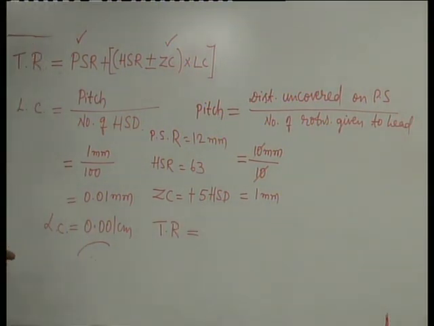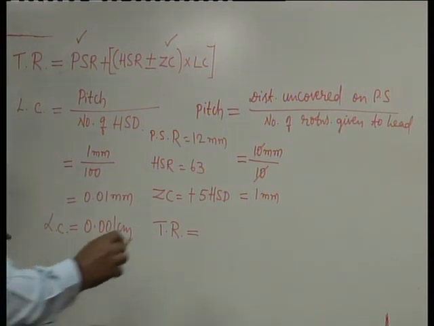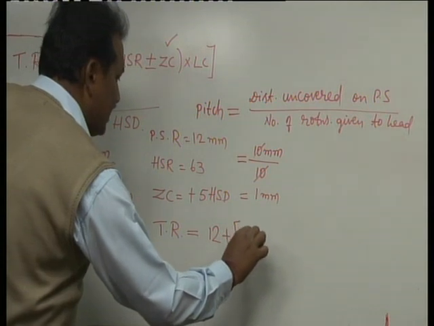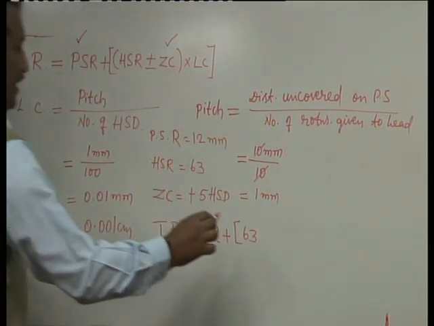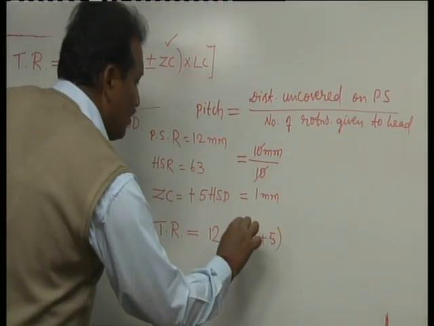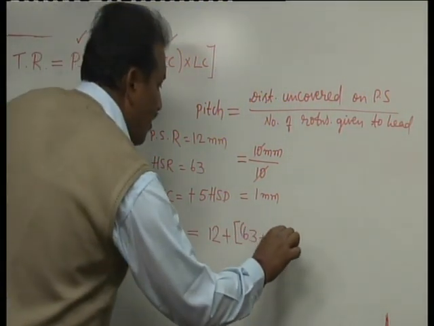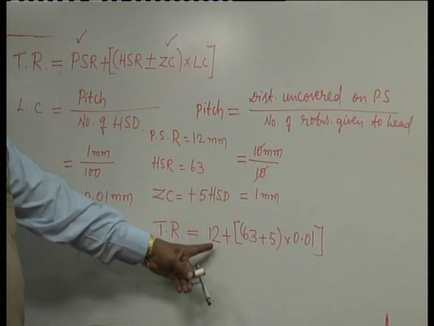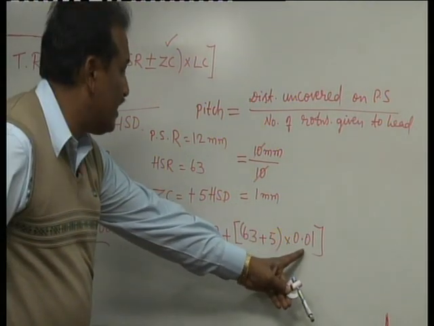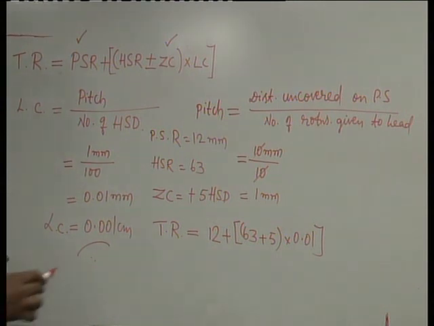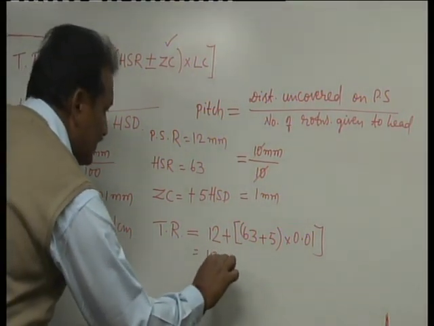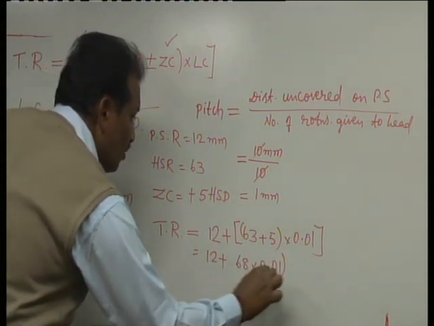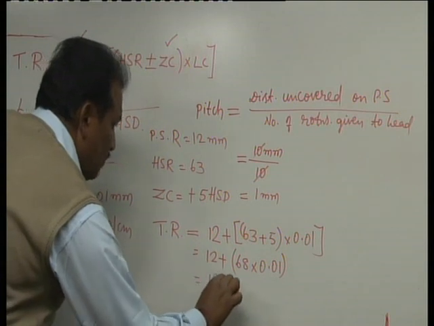This is the pitch scale reading, 12 mm. So you can write 12 plus the head scale reading observed, 63, and the correction is plus 5, multiplied by the least count 0.01 mm. Observe here: I take the pitch scale reading in millimeters, that is why I take the least count also in millimeters. Now it is 12 plus 63 plus 5, that is 68, into 0.01.